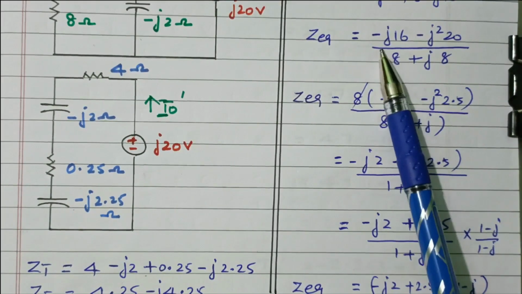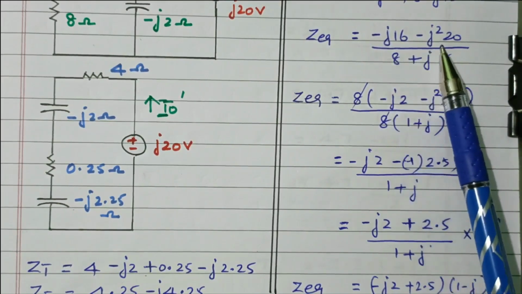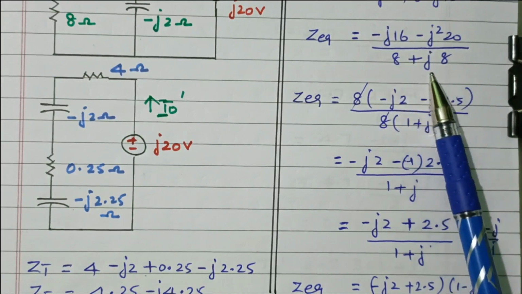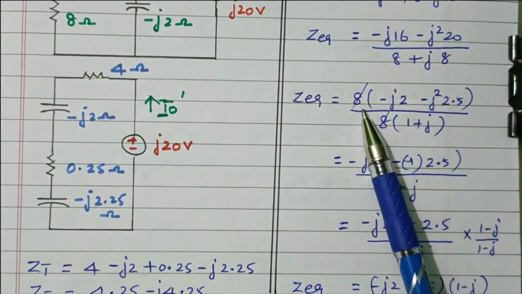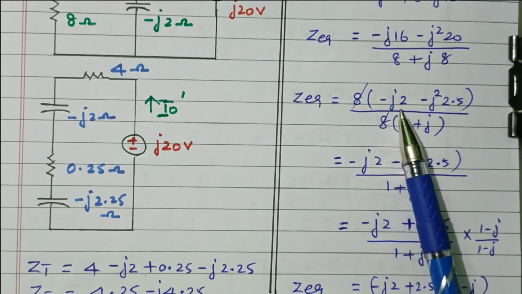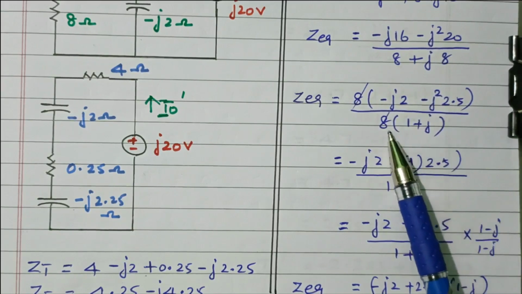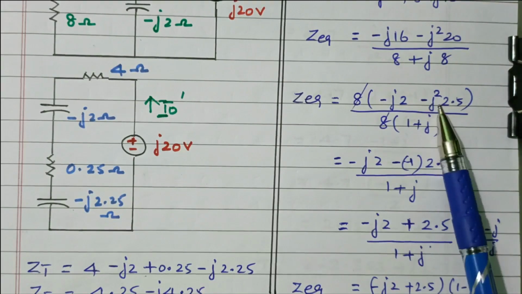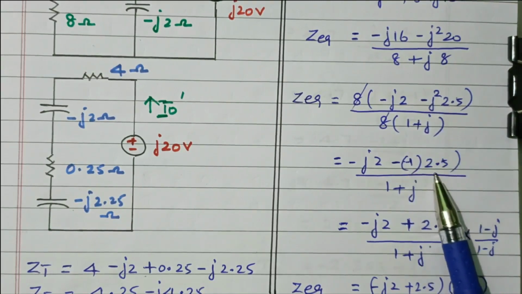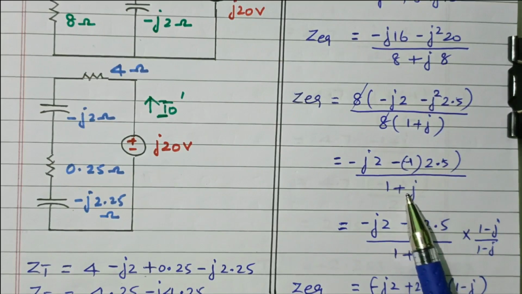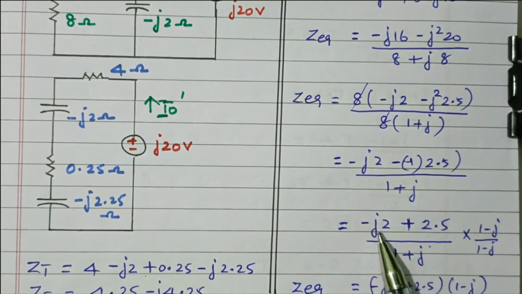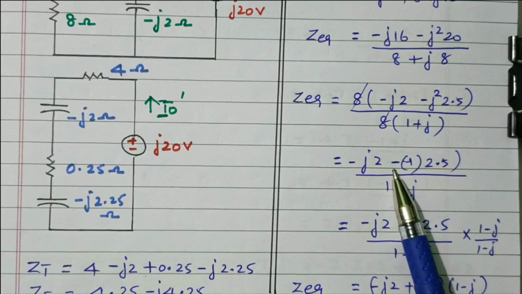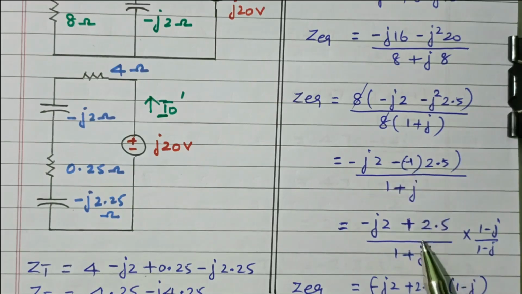Multiplying inside, we get minus j16 minus j square 20 divided by 8 plus j8. Right? Here the 8 is taken outside: minus j2 minus j2.5. Here also the 8 is taken outside and cancelled. So minus j square is plus 1, so the result is minus j2 plus 2.5, divided by 1 plus j.